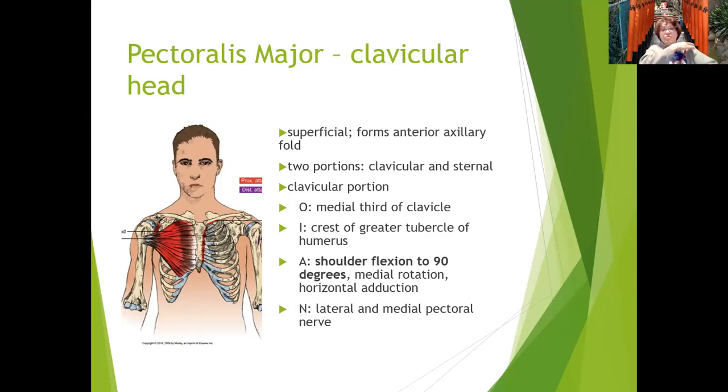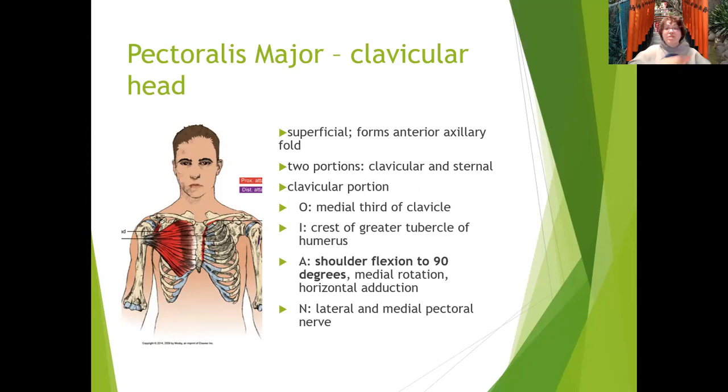So it does shoulder flexion up to 90 degrees. Once you get past 90 degrees, the clavicular portion of the pec major doesn't really have a line of pull for flexion at that point. You're changing the geometry, so we have to depend on the anterior deltoid at that point.